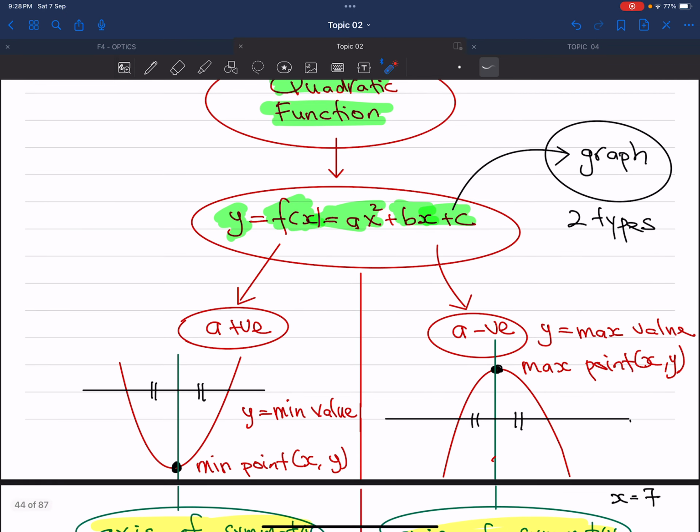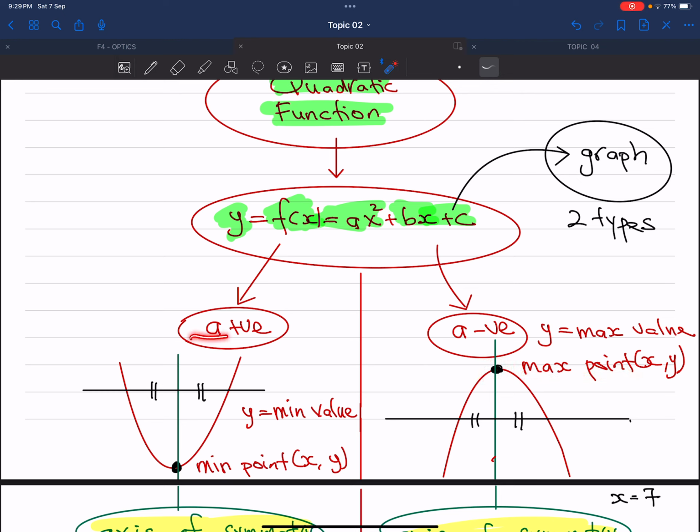The value of a in front of x squared, if it is positive, the graph of the quadratic function is U-shaped, and it has a minimum point with the coordinate (x, y). If the a in front of x squared is negative, then the graph of the quadratic function is n-shaped and it has a maximum point with coordinate (x, y).